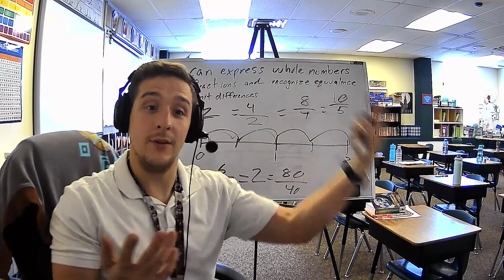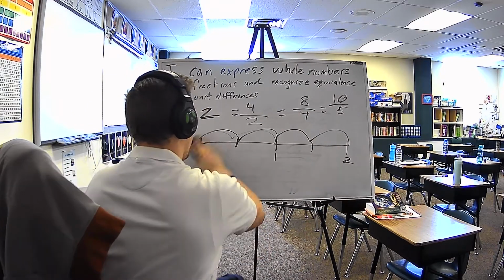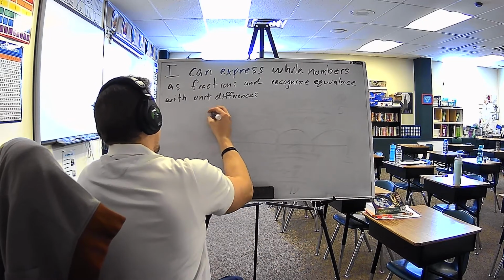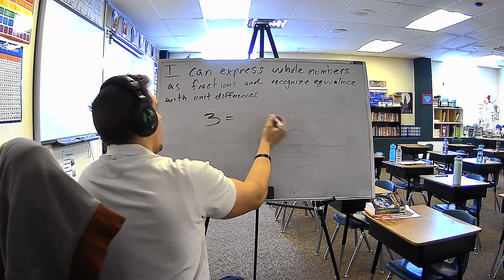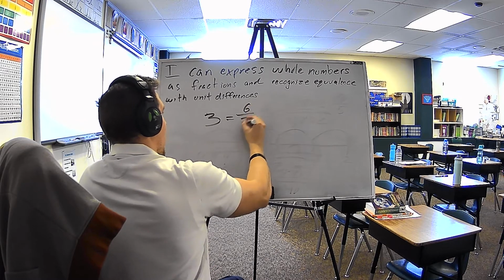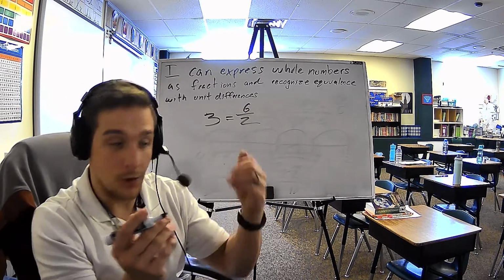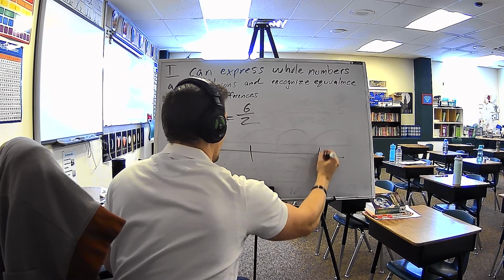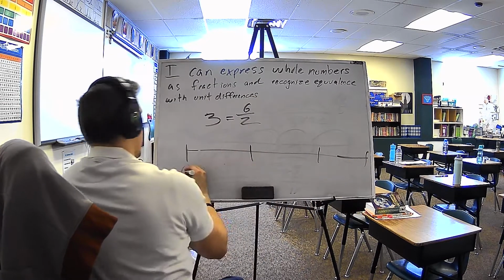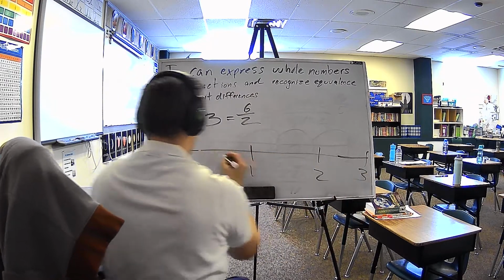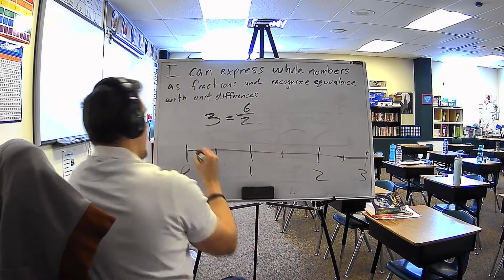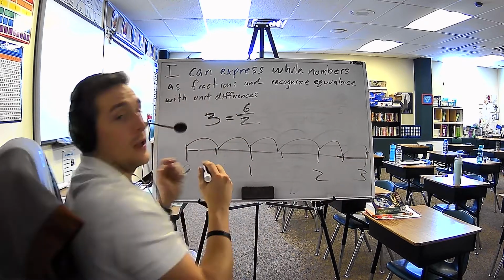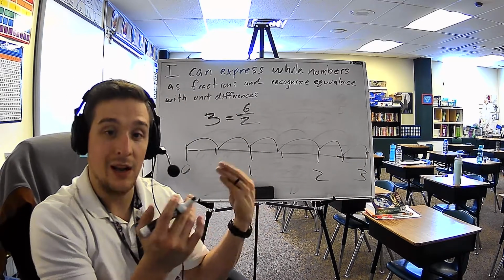Now you can continue taking this a step further and say thirds, or 3. 3, starting off with halves, would be 6/2, because you are traveling off this entire line. Make it a little longer. 0, 1, 2, 3, and each mark being for the halves. 1/2, 2/2, 3/2, 4/2, 5/2, 6/2. So 6/2 would be 3.